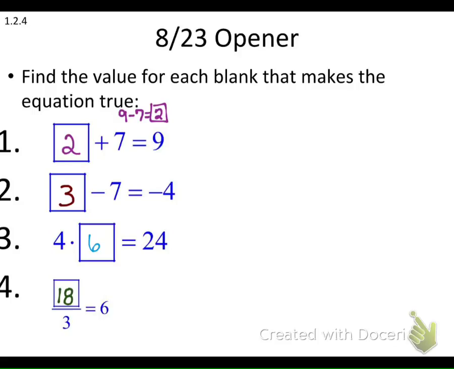What's another way I could have found what that missing number was? What could I have done with this 6 and 3 to get this missing number here? Multiplied them together. Yeah. That's all we're going to do for your opener, so make sure your name's on them. Make sure you have the correct answers and pass those up.